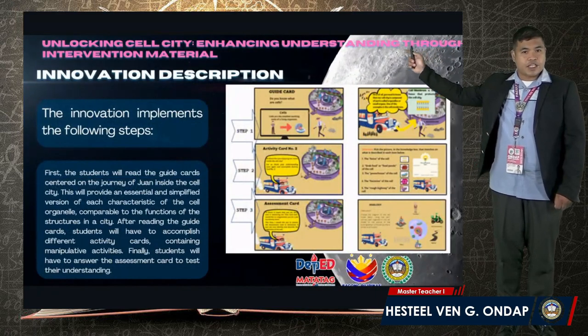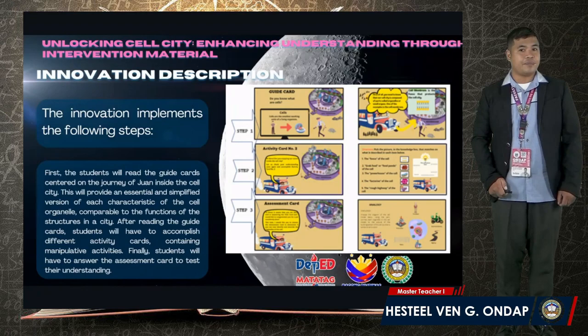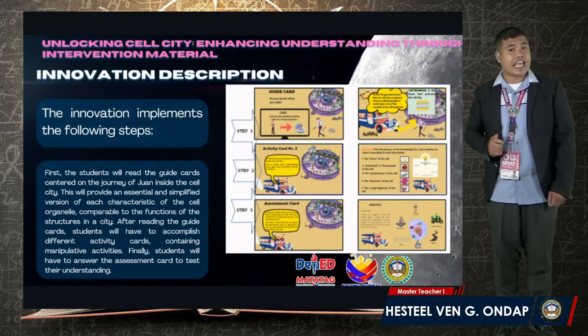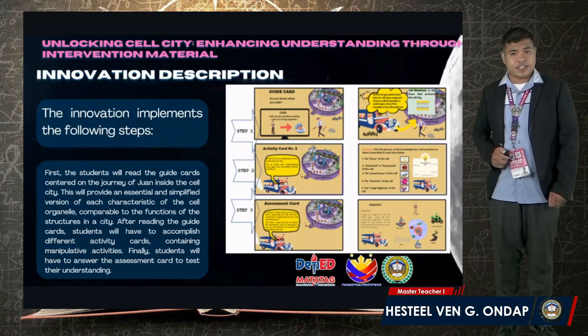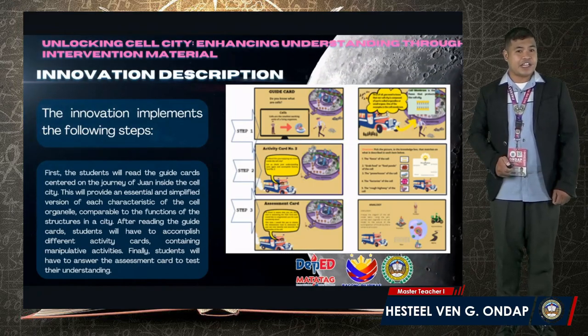First, the students will read the guide cards centered on the journey of Juan inside the cell city. After reading the guide cards, the students will have to accomplish different task cards containing manipulative activities. And finally, the students will have to answer the assessment card to test their understanding.